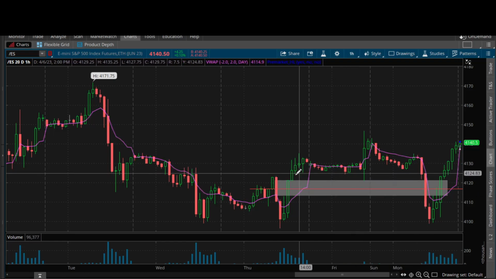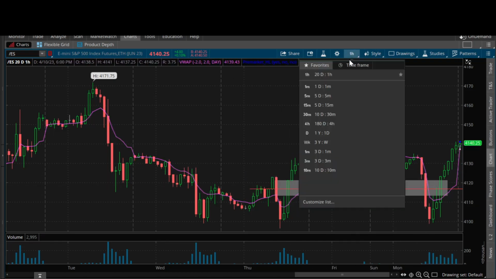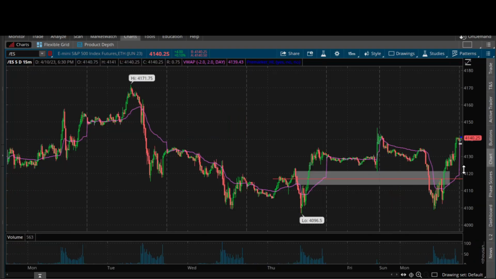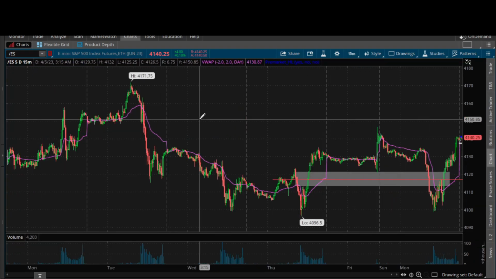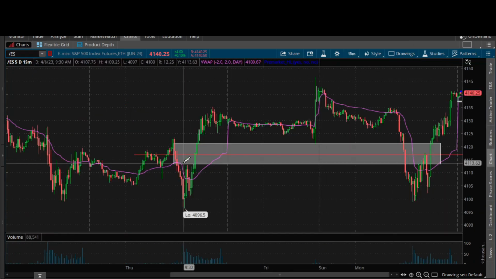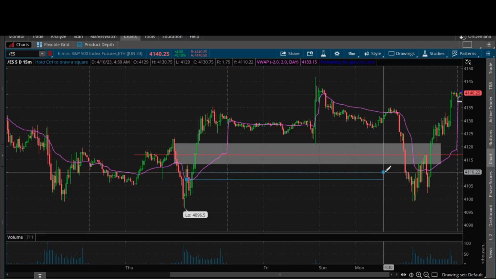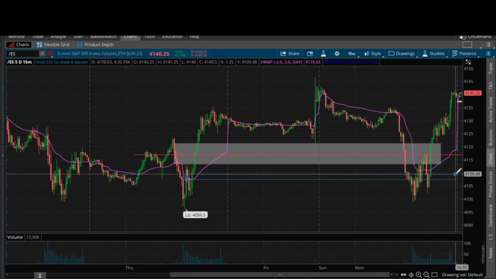So we cleaned out those lows. We rebalanced our price action. Let's go to the 15-minute, because I believe we had some on the 15-minute as well, if I'm not mistaken. Yep, we sure did. So look right here. See this? You see that 15-minute? Right there, right below that 1 hour.